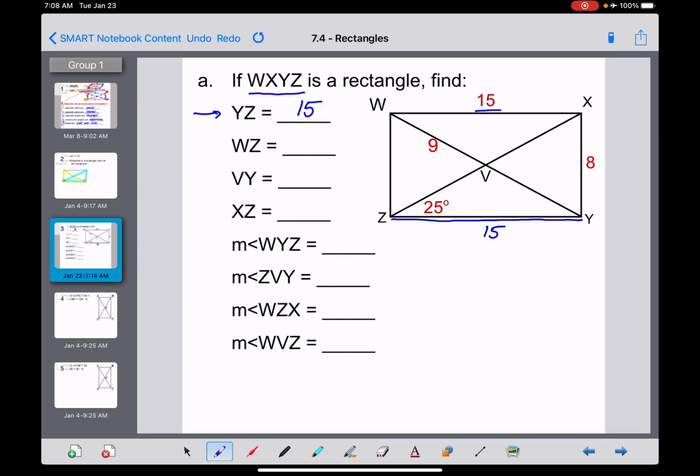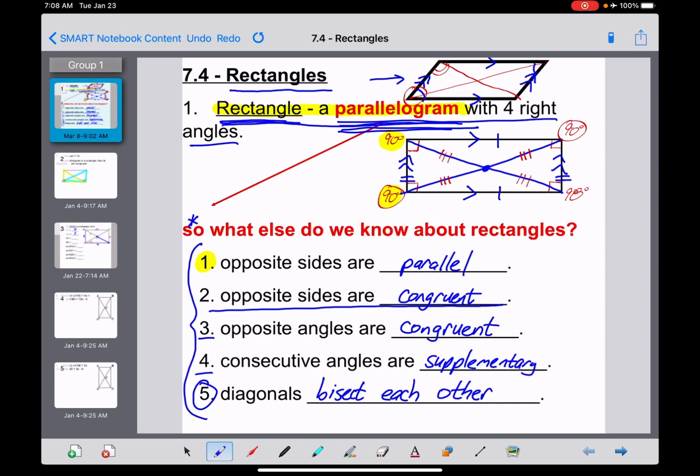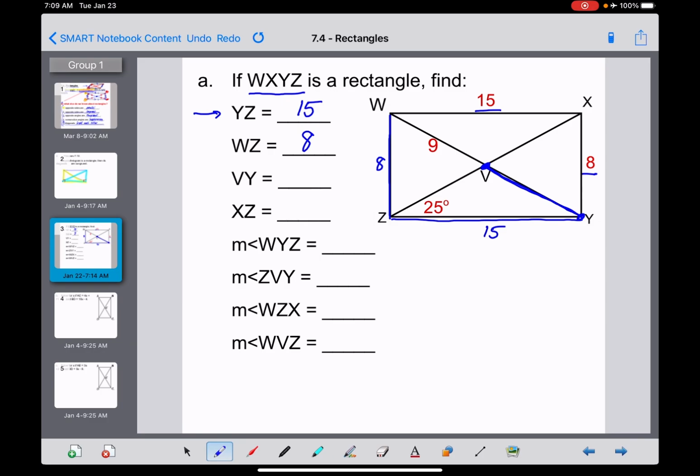How about WZ? I want to know how long the left side is now. And again, opposite sides are congruent. So if my right side, XY, is 8, then my left side, WZ, has to be 8 as well. All right, how about the measure of line segment VY? We're looking at this piece right over here now, guys, VY, and that is half of a diagonal. Well, going back again, because a rectangle is a parallelogram, let's look at number 5 now. We know that the diagonals bisect each other. So if this piece right here is 9, this piece in the bottom right, VY, has to have a length of 9 as well. Okay, and now XZ.